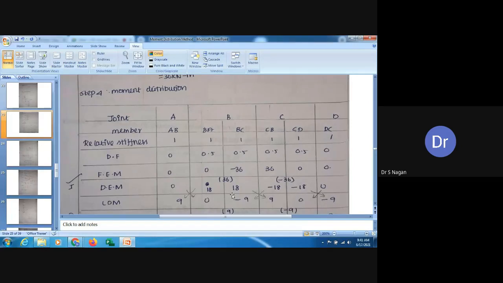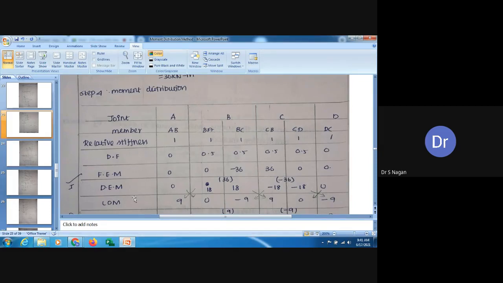So we should know where students will find mistakes and where they will find difficulty. So you should make them clearly understand that carryover should be done within the numbers, and after doing carryover, please check whether it carried over between numbers only. So BA to AB, AB to BA. Similarly, BC to CB, CB to BC. Here CD to DC, DC to CD. It should not be done in the other way.